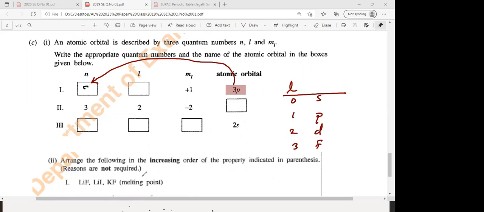This is 3 because the principal quantum number is 3, and L will be 1. I'll highlight here. Here it's 3 and here it's 1. Next one, part 2. How to decide the orbital? This is 3, so you write 3 here. You can post the answer in chat quickly. I can see your answers. So this will be 3 here.